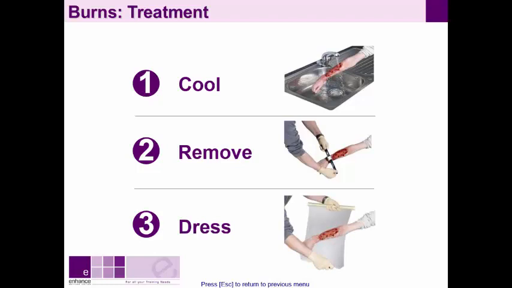And you would dress it. Now, really what we're looking for is anything that's fluff free and clean. An ideal temporary treatment is cling film, because it can seal the wound once you've cooled it, it can seal the wound from the air and keep it clean, because our main concern after cooling and removing any restrictive garments is to make sure it's sealed from the air.